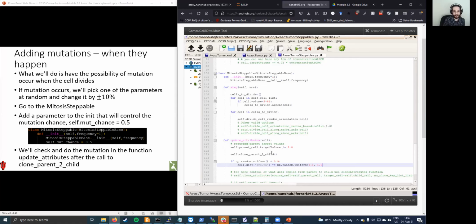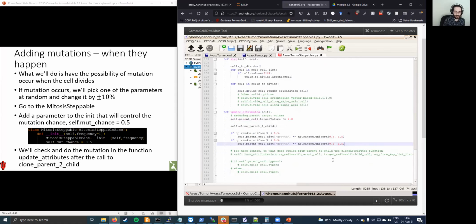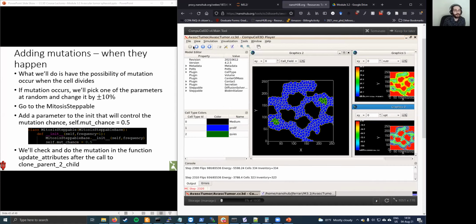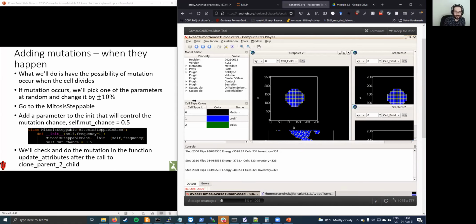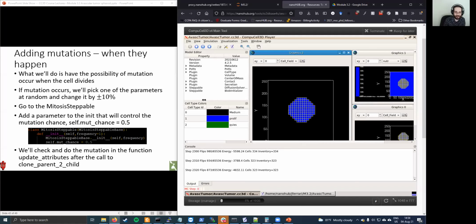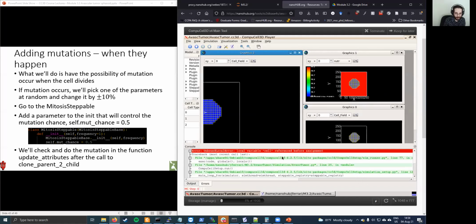Well, and here it shouldn't be cell. It should be parent cell for the parent cell. And then I'm going to copy the whole if, and the child cell can mutate independently of the parent by a different amount, and it may not even mutate. And this is pretty much it for the lecture. Now you know how to do a vascular tumor and how to do cancer mutation. What else could you want?